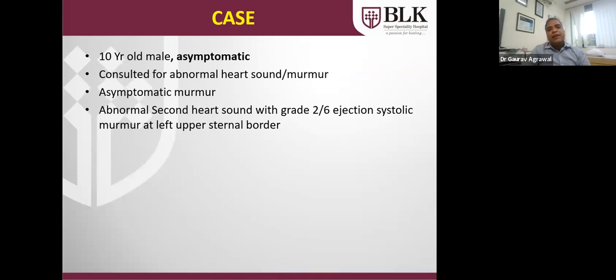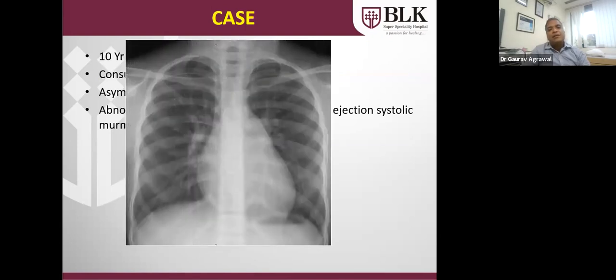10-year-old, consulted for abnormal heart sound or murmur outside, came with an asymptomatic murmur, grade 2/6 ejection systolic murmur at left upper sternal border. Patient is asymptomatic. Any comment on the X-ray? What is that in X-ray?